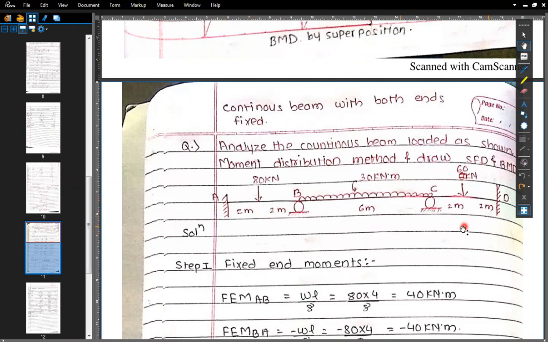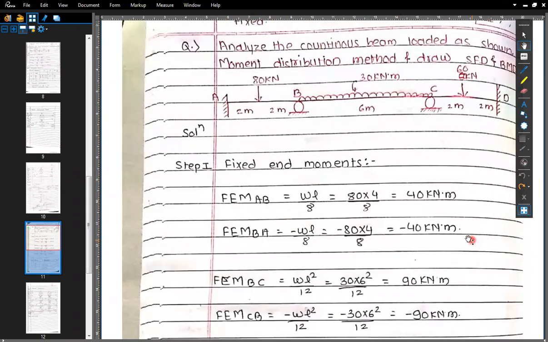So this is the problem statement, and the first step involves finding the fixed end moments. As we are going to fix the span AB, we are going to find the fixed end moment AB. Okay, so this span AB is subjected to a point load, which is loaded at its center. So we'll find the fixed end moment as WL by 8. W is 80, L is the span, 4 meter for AB, divided by 8. The 40 kilonewton meter will be the fixed end moment from A to B.